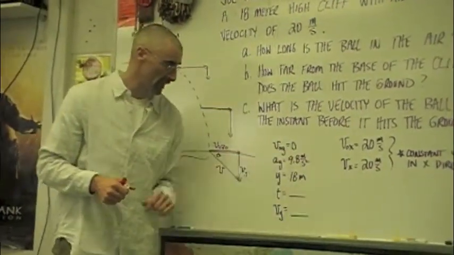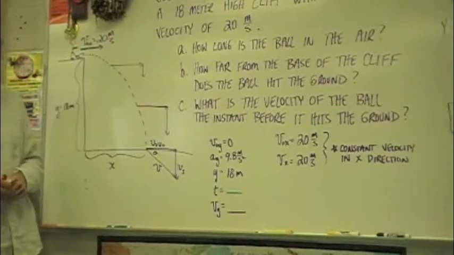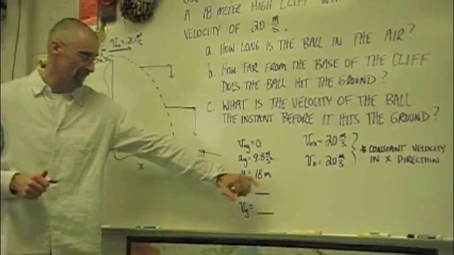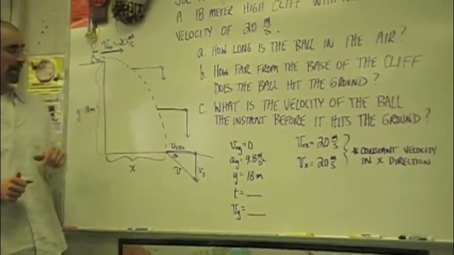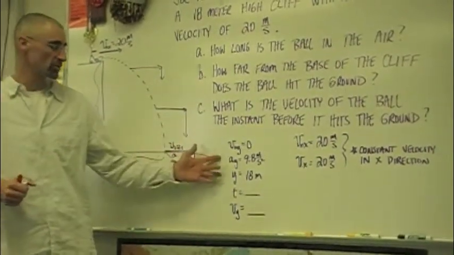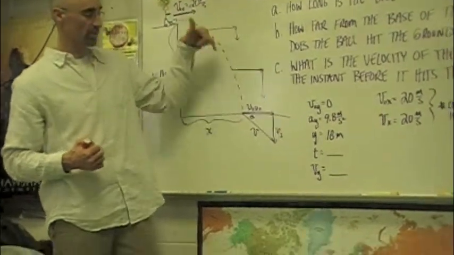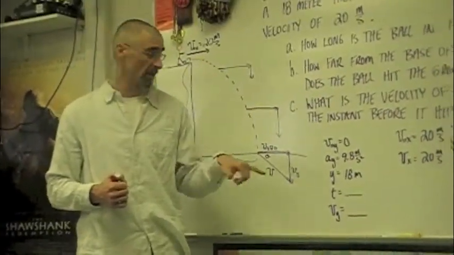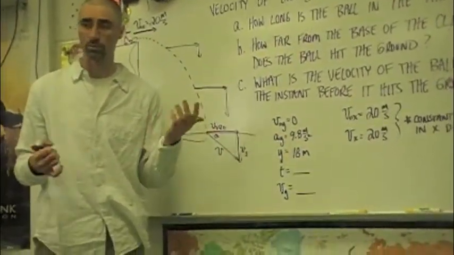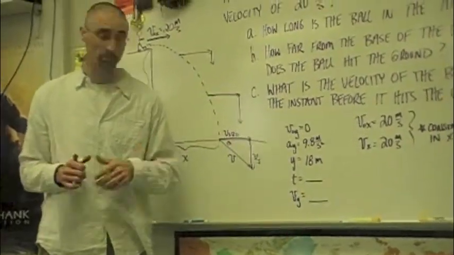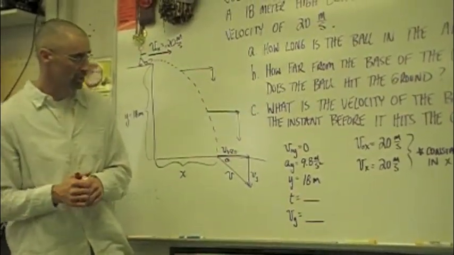AY is 9.8 meters per second squared. That's acceleration due to gravity. And then the Y is 18 meters. Okay? Now, some kids might ask, Mr. Lennick, why did you go with positives here? As long as we go in the same direction, we can make them positive. If I made this negative and negative, would we come up with the same answer? We would. Okay? All right. So let's look.